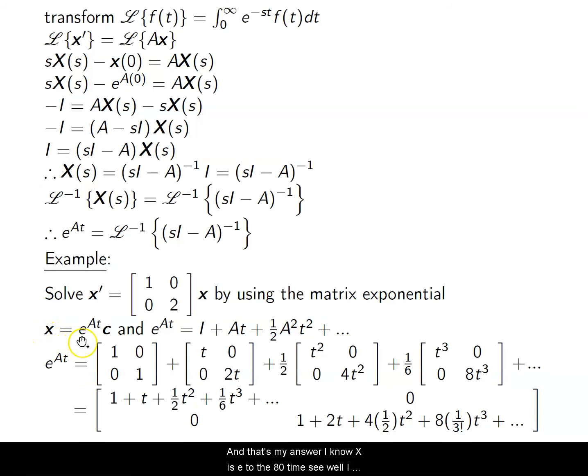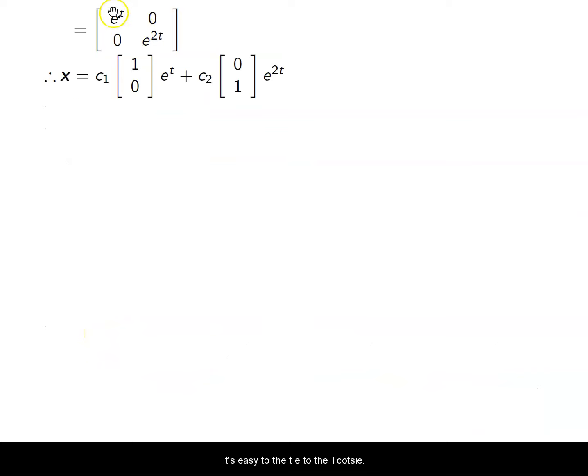I know x is e to the At times c. Well, I know what this fundamental matrix is now. It's e to the t, e to the 2t. So I have c1 times this, which is 1, 0, and this is 0, 1. There's nothing else there. E to the t. So if I pull that out as a constant times this first one, that gives me that vector. If I pull this out as a constant, that gives me the second vector. Very, very easy form of finding that solution for x.